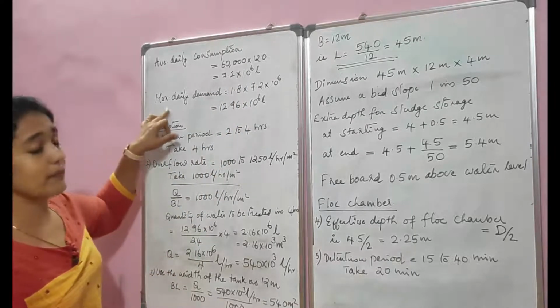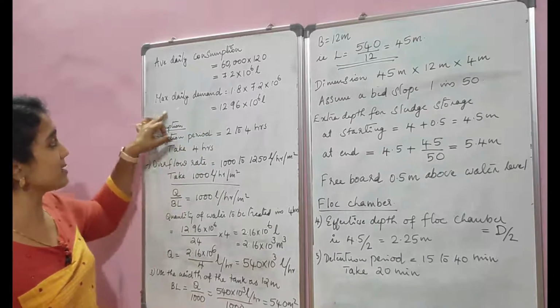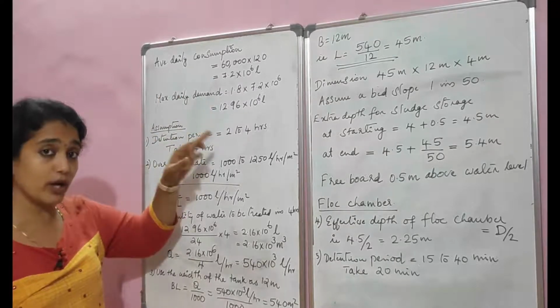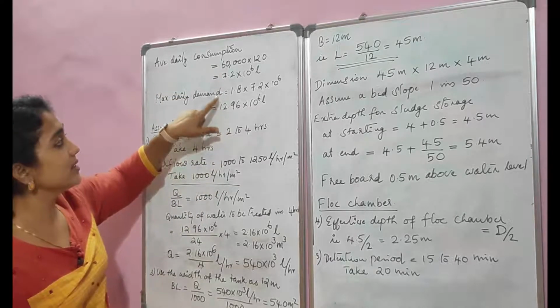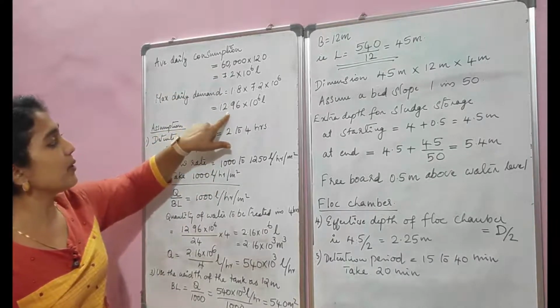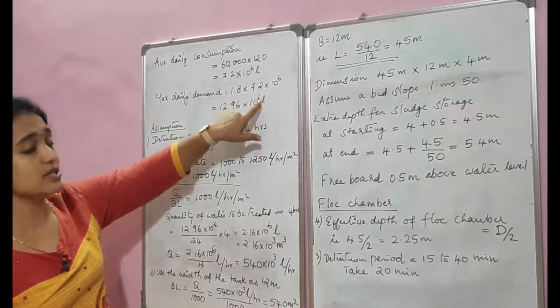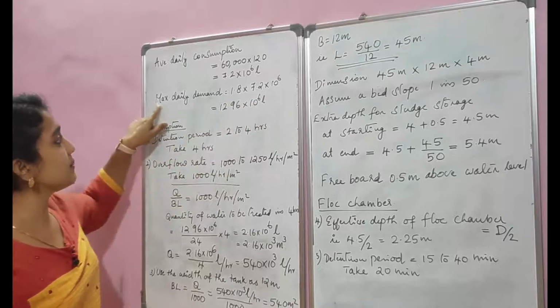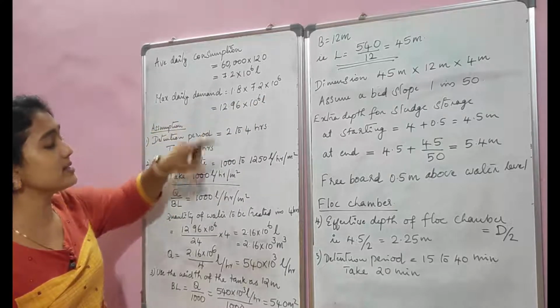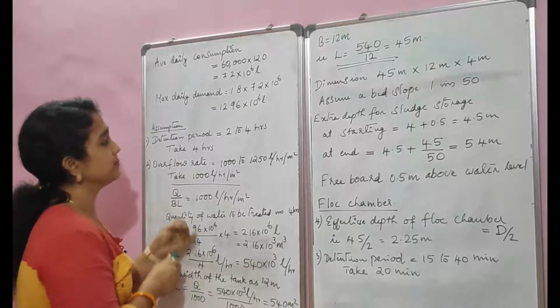Then we will move on to the maximum daily demand. What is the maximum daily demand? It is 1.8 times the average daily consumption. Then we get 12.96 into 10 raised to 6 liters per day as the maximum daily demand.